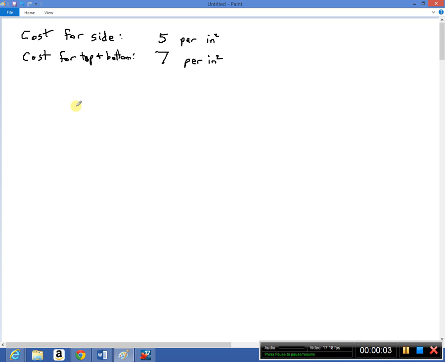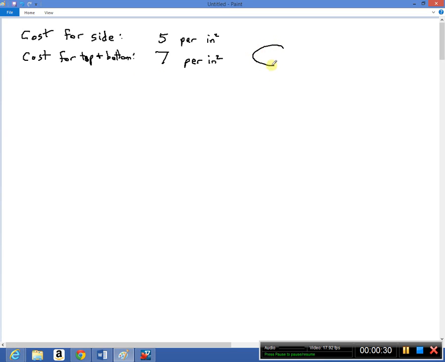This is lecture 24, and it's a continuation of the max-min word problems that we were talking about. In fact, it's a continuation of the last problem, the ideal beer can problem, except this time I want to do it again with cost figures put in. So let's suppose that the side of the can costs 5 cents per square inch, and the top and bottom of the can costs 7 cents per square inch.